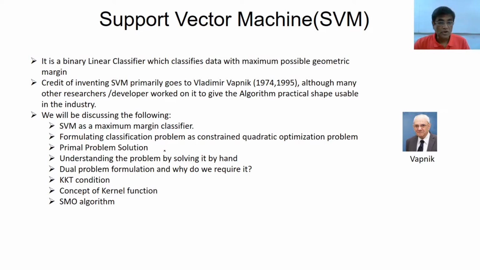Then we will talk about what the primal problem is. Then we will try to understand how to solve the primal problem, and how to understand the solution process by solving a problem by hand. Then we will talk about why the primal problem is not sufficient. So we will talk about the dual problem formulation.